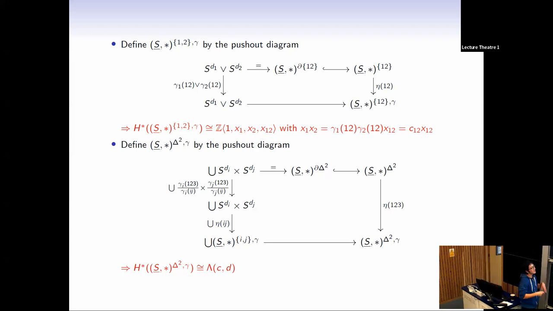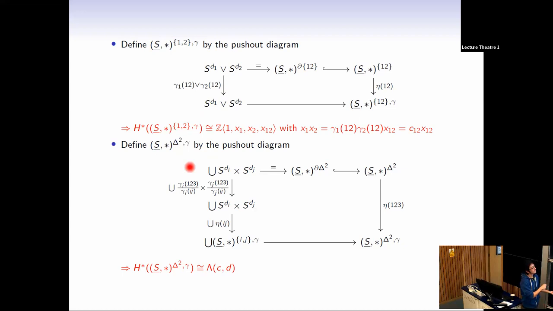And then you can do the same thing to replace the polyhedral product associated to the other edges, {1,3} and {2,3} as well. And then afterwards, you want to replace the whole SD1 times SD2 times SD3.